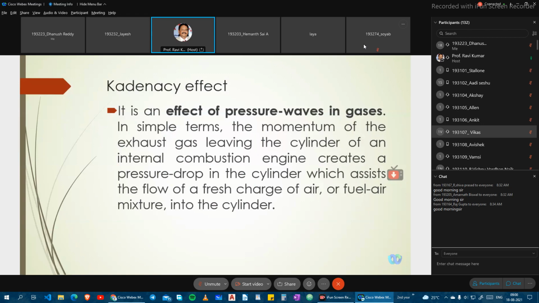In simple terms, the movement of the exhaust gas leaving the cylinder of an internal combustion engine creates a pressure drop in the cylinder, which assists the flow of the fresh charge of air or a fuel air mixture into the cylinder. His observations tell us that a small pressure drop is there inside the cylinder. Whatever exhaust gas is pushed out, the pressure drop assists the cylinder in taking in fresh air for good combustion, which depends upon the fuel air mixture inside the cylinder. This is the Kadenacy effect.